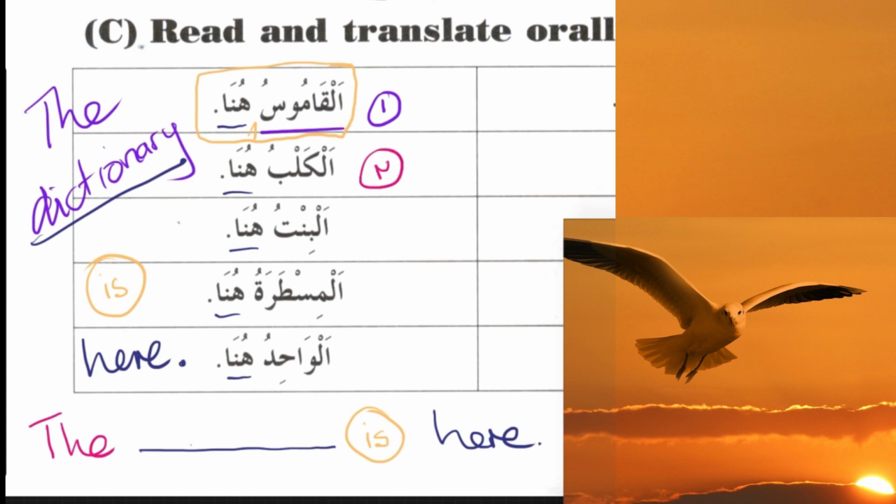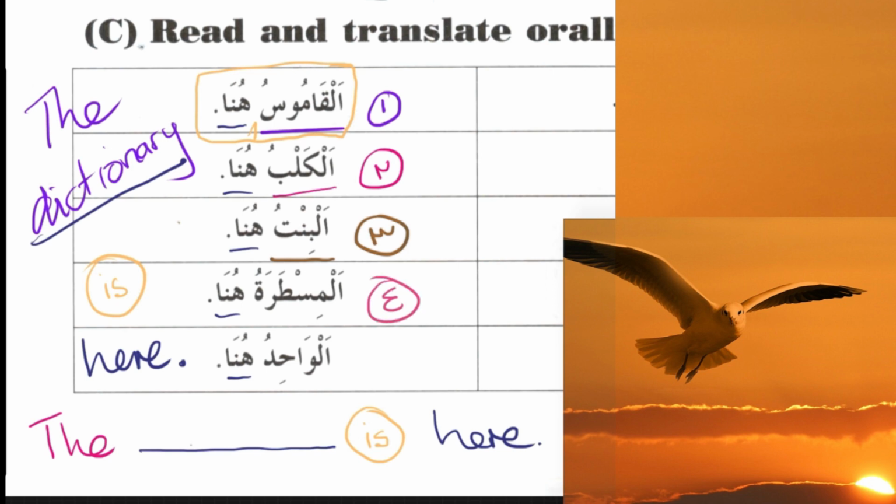Number two, al-kalbu huna, the dog is here. Right. ثلاثة, al-bintu huna. What is bint? The girl is here. Al-bintu huna, the girl is here.